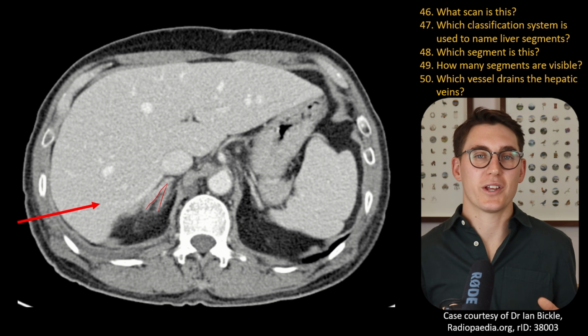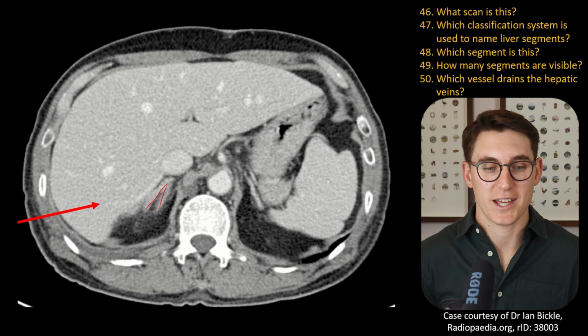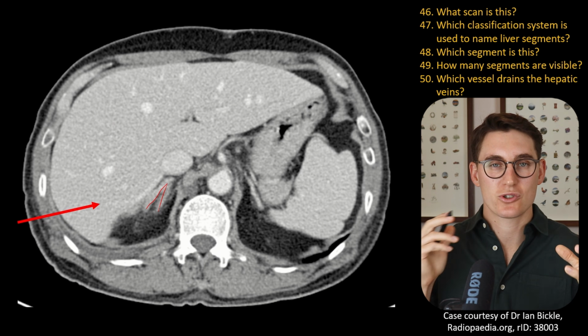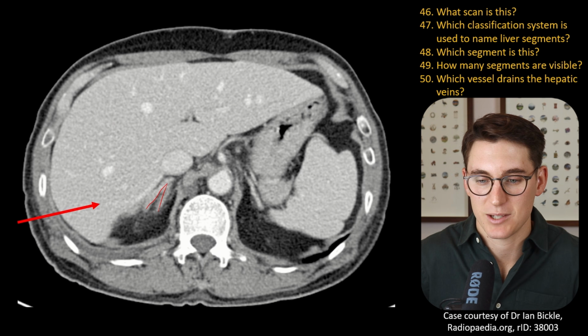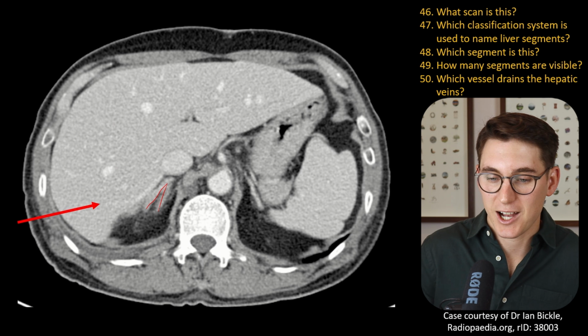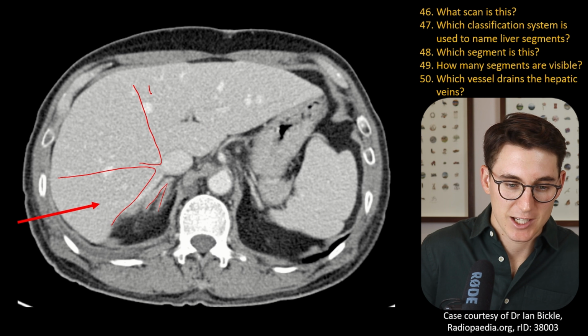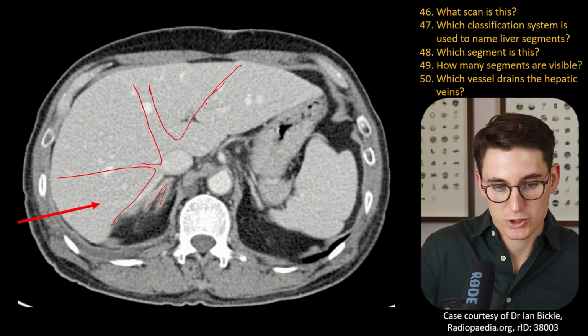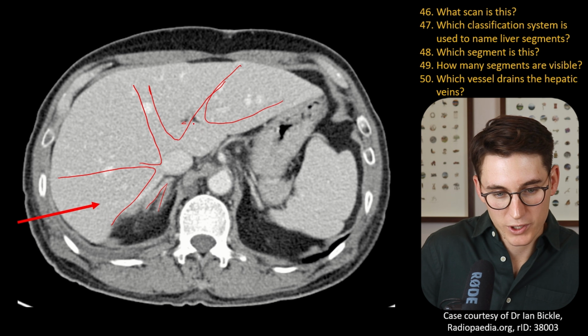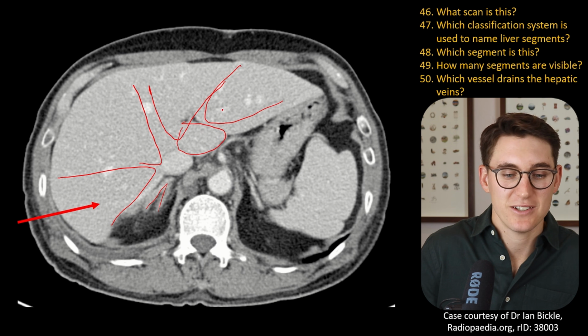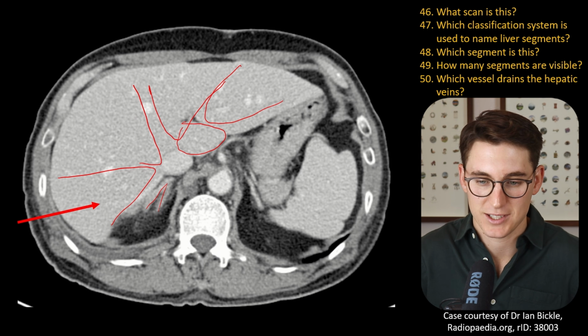Now, I'm not going to go through all the classification system here. We've got a whole video on that, and people have found it really helpful to try and visualize the various different liver segments. We also see how many segments are visible here. Well, I've said we've got our 7th segment here. We've got segment 8 here, segment 4A here, segment 2 here, and we have our caudate lobe here, another segment. So we can see 5 different segments within this image.